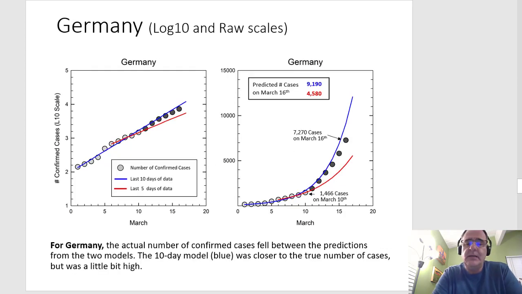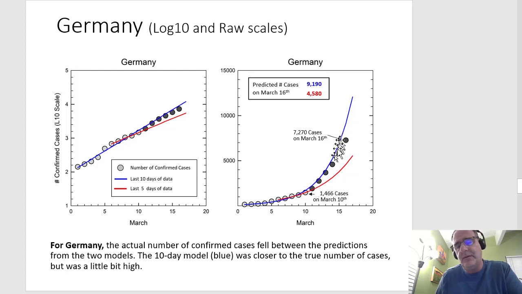Going to Germany, same process. I'm going to skip to the answer. We had 1,466 cases, slightly fewer than France. I predicted at day 16, as March 16th, we would have between 4,500 and 9,000 cases. We have over 7,000 cases.